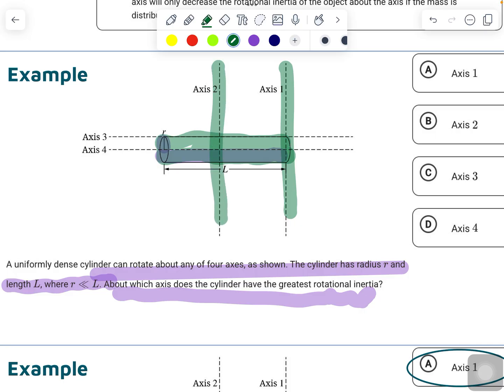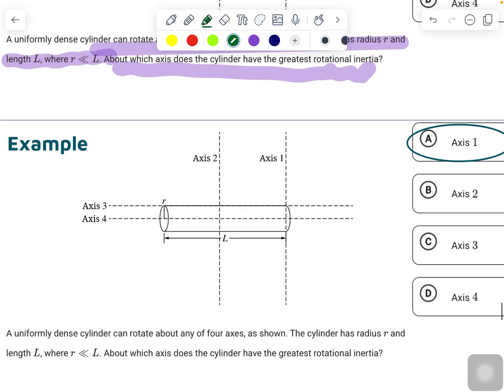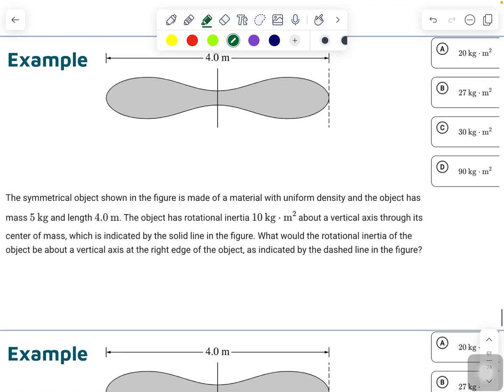If we have axis 2, that's going to be very even. That's probably going to be your best. Axis 4 is very similar in that situation. And axis 3 is still going to be hard to do. Think about which one is going to be the hardest to rotate about that axis, and you're going to come up with axis 1 every time. Okay, cool.